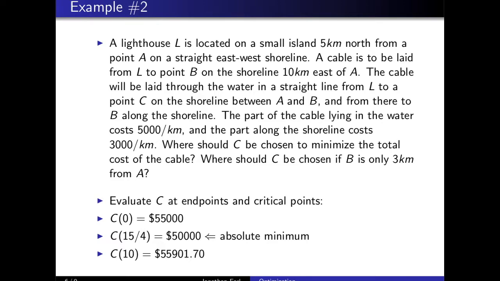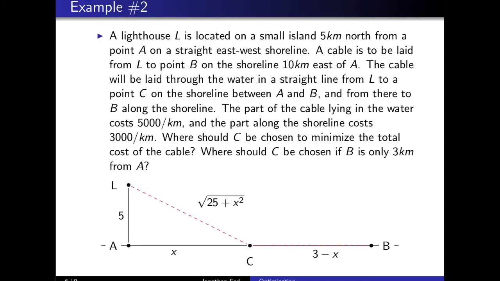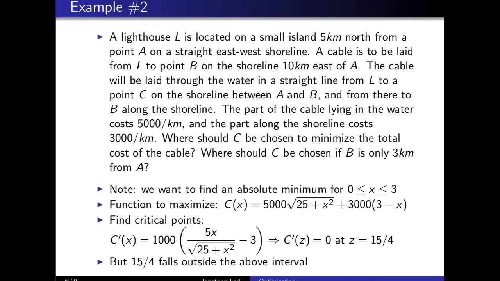Now we'd ask, what happens if we shorten the shoreline between A and B to be 3 kilometers instead of 10? So we'll update the picture just slightly. The only difference in here is that the distance between C and B is going to be 3 minus x instead of 10 minus x. So that'll change the cost function slightly to be 5,000 times the square root of 25 plus x squared plus 3,000 times 3 minus x.